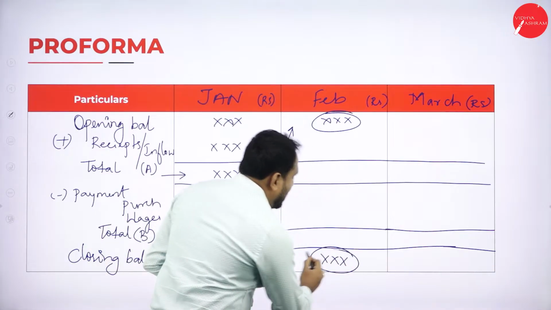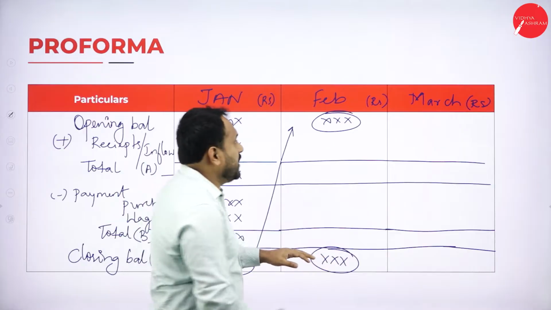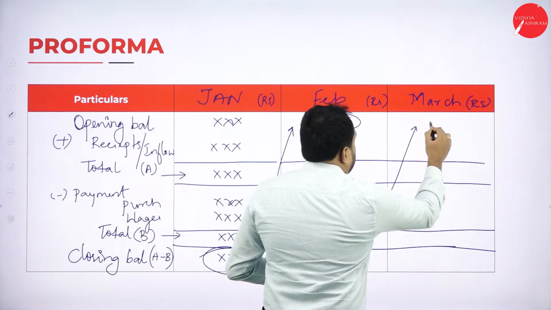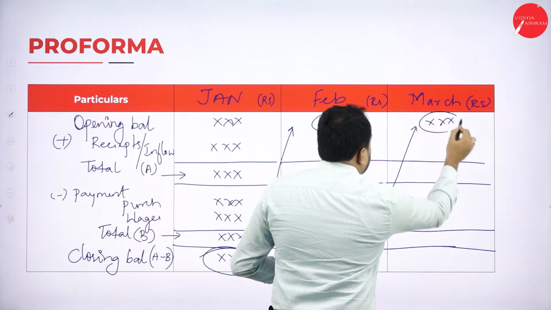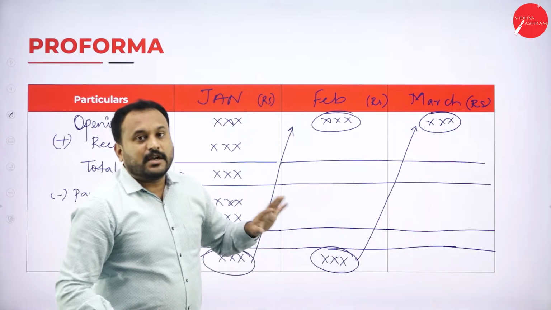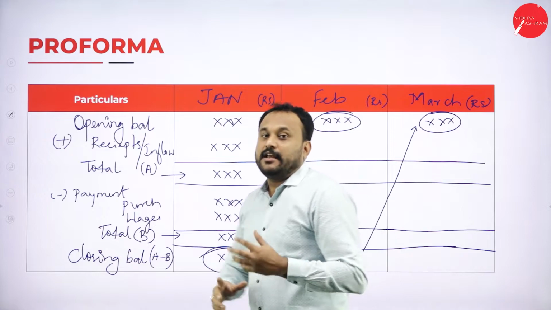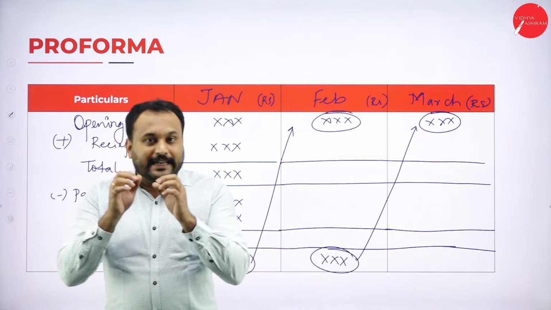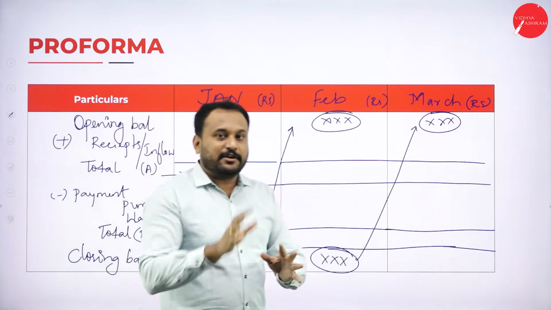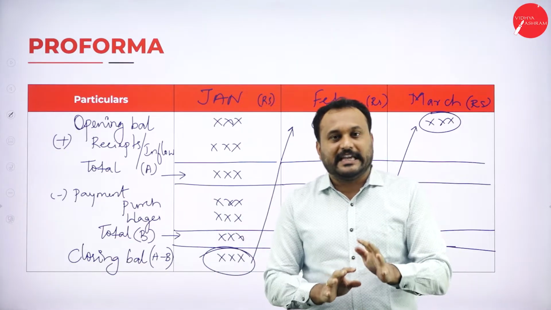Now, the closing balance of February will become the opening balance of March. And this will continue. This is the pro forma of cash budget. Hope you people are able to understand. Let's go with the problem. Let's go with baby steps, one by one we'll solve each and every problem.